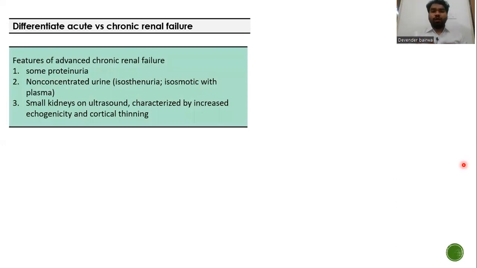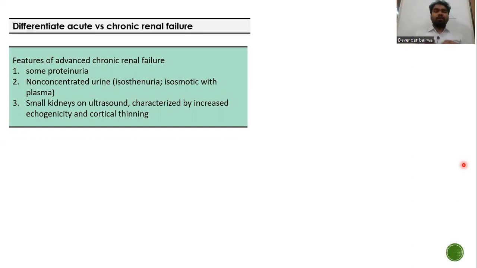And in case of chronic renal failure, because the kidney is not working at all, it will neither concentrate nor dilute the urine. Therefore, the urine osmolality will be roughly equal to the osmolality of your blood serum, blood plasma. And this is known as isosthenuria.